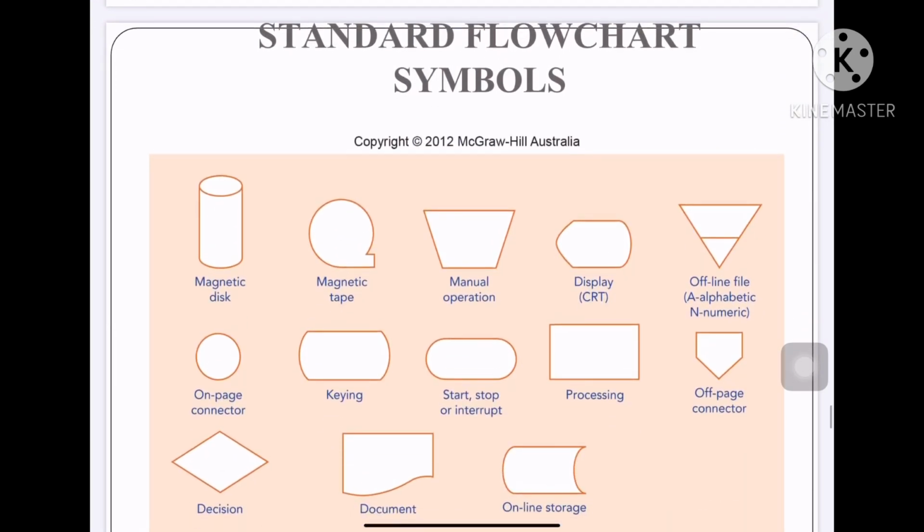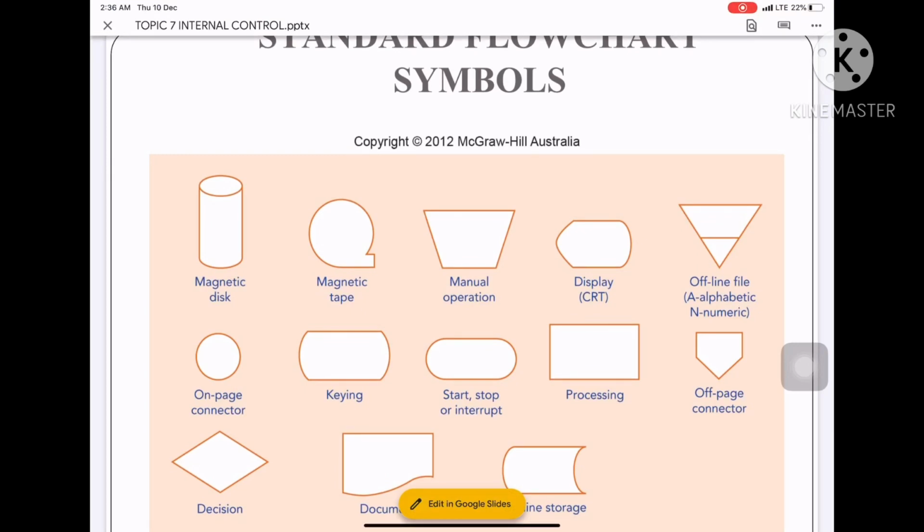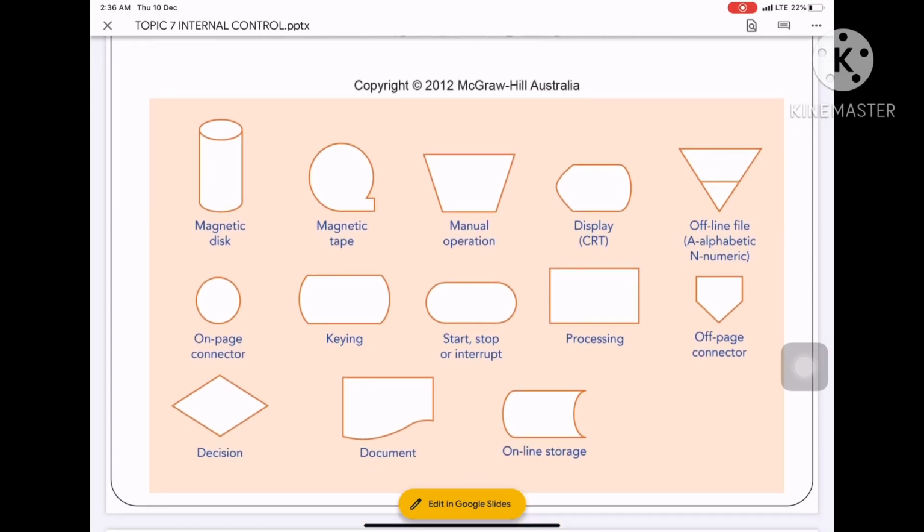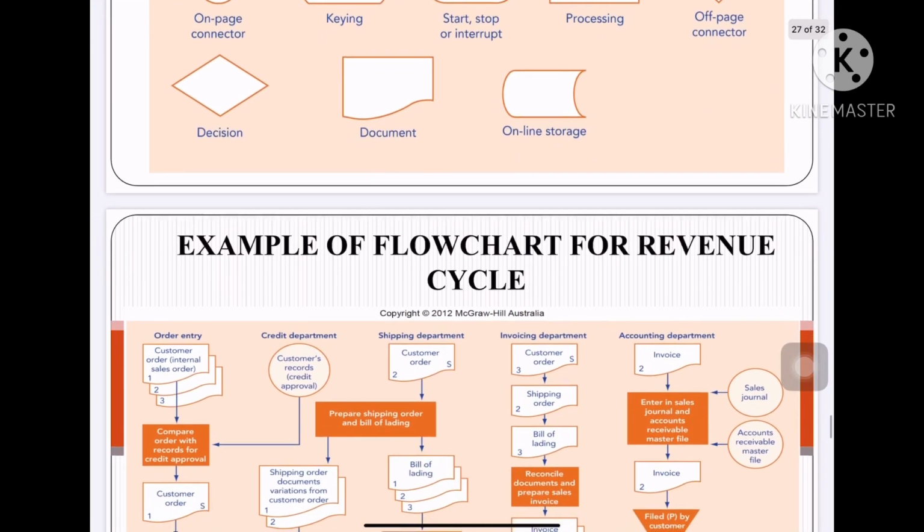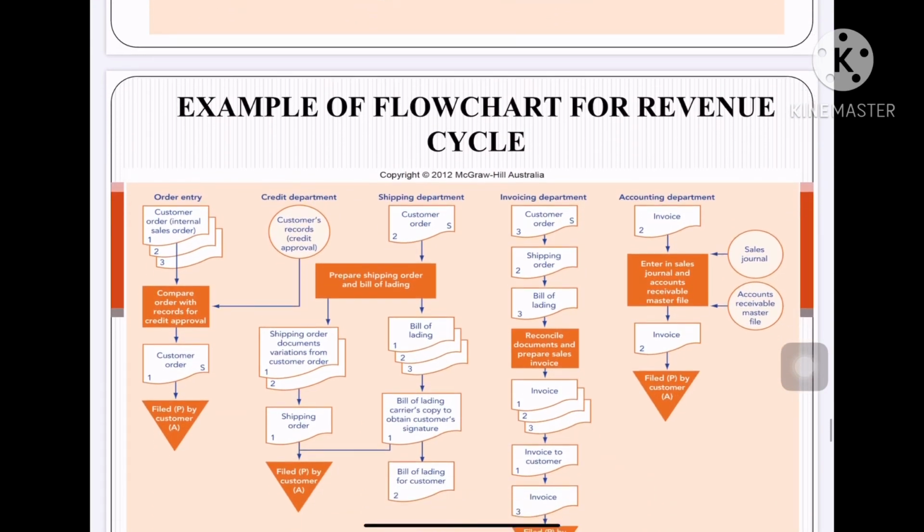They are going to use these kinds of symbols: magnetic disk, magnetic tape, which show where they are going to save all this documentation. Manual operation, display, offline; on-page means continued from the previous page. They are keying in all the documentation. This is the stop or interrupt. How do they process? This is the symbol. And then the decision: for example, they have to make a decision. This is a document prepared by the company, and this is the online storage. Okay, have a look. So this is an example of the flowchart.